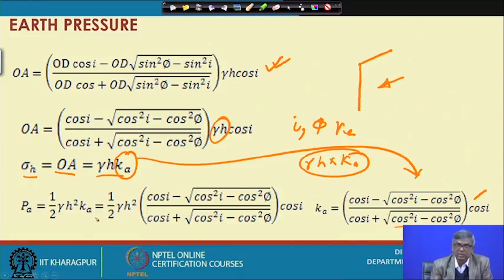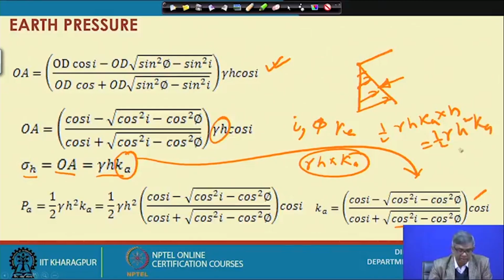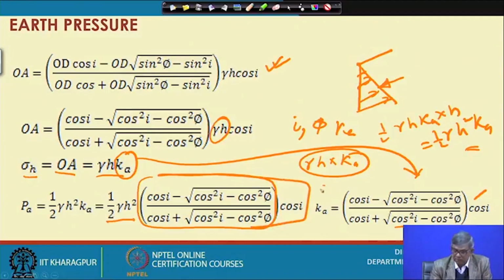And then what is the thrust or total of this? So the total, you can see, is gamma H Ka. So you can draw a diagram like this. Half multiplied by gamma H Ka multiplied by H, so half gamma H square Ka. So Ka is nothing but this. You can see here Pa equal to half gamma H square Ka, or half gamma H square multiplied by this, and this is nothing but Ka.